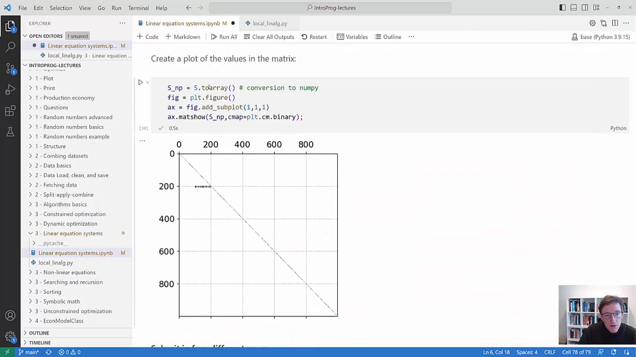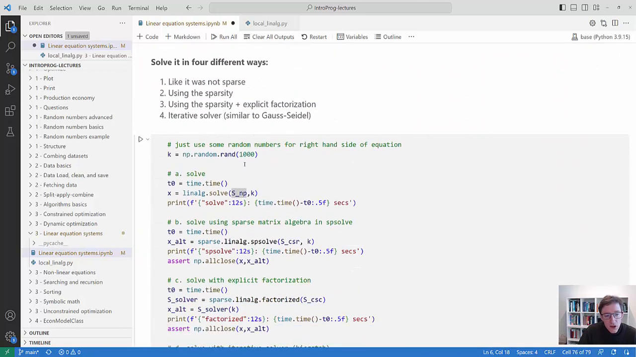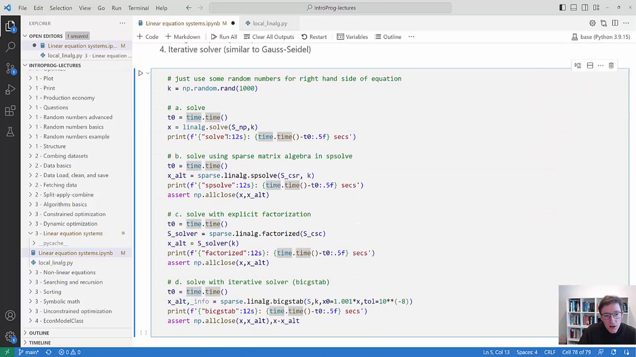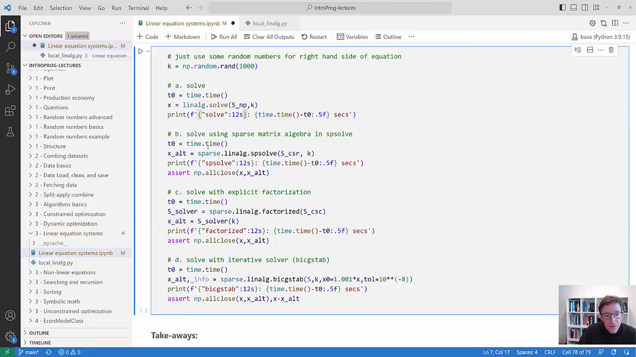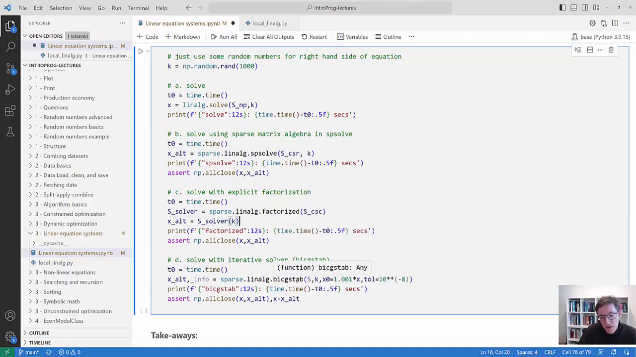I did that up here, by the way. I converted the matrix to a numpy array, so I can just solve it normally. And here I'm timing how many seconds it takes to solve this. Then I do it with spsolve in linalg, where I use one format of the matrix. Then I do it with a factorization in another format of the matrix, and then I solve it, and I time it each time. And finally I use this bicgstab step, which is an iterative solver.